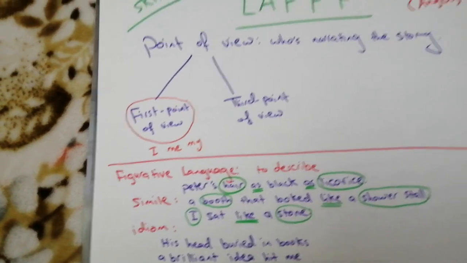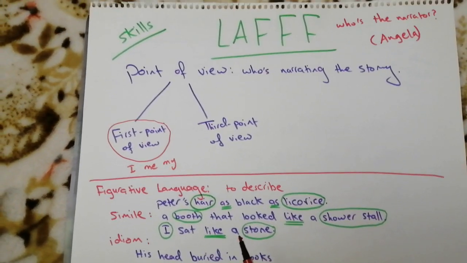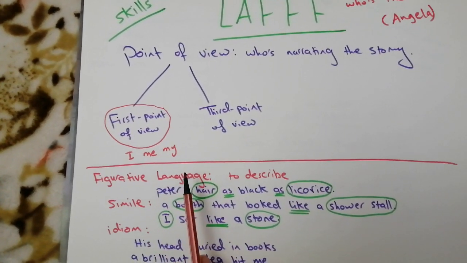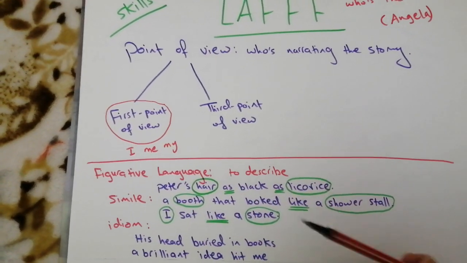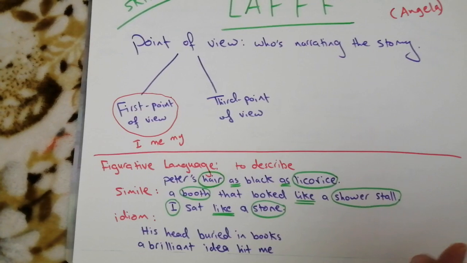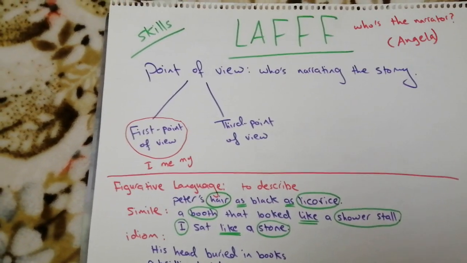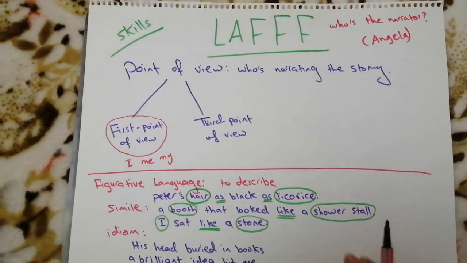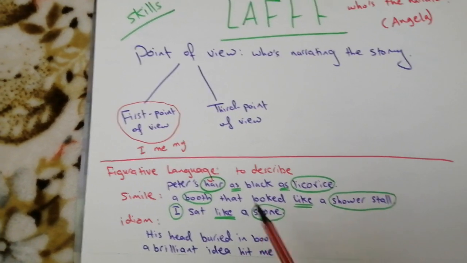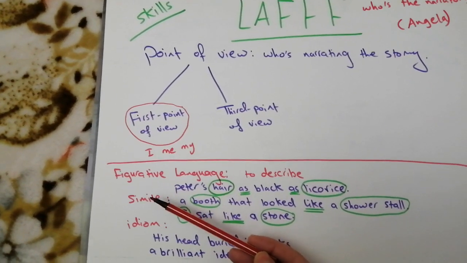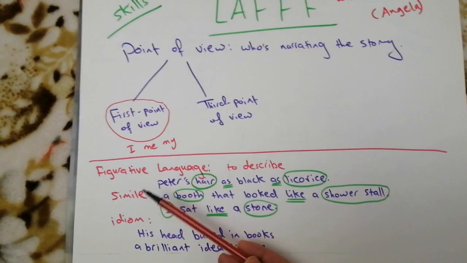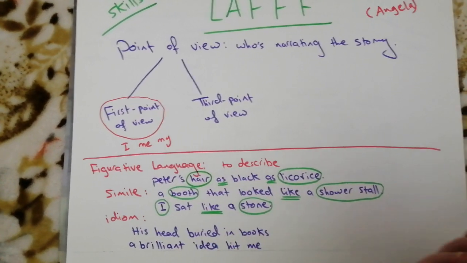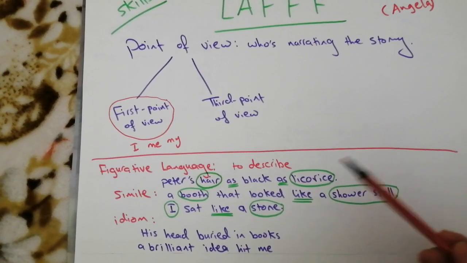Okay, and the last skill in our story is figurative language, and the figurative language are many. We use them to describe emotions, to describe feelings, to describe actions, to describe the personality of the character. And here in our story we have only two figurative language, which is simile and idiom. You know, simile, it's a figurative language. We use it to compare between two different things using as or like.